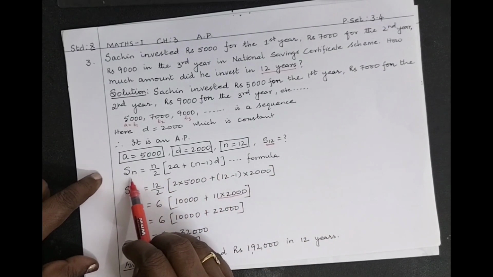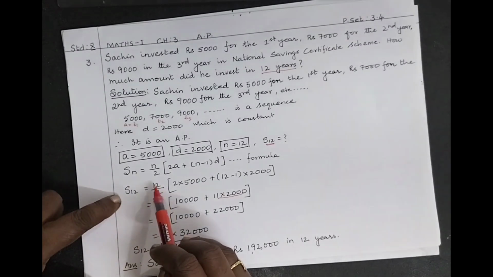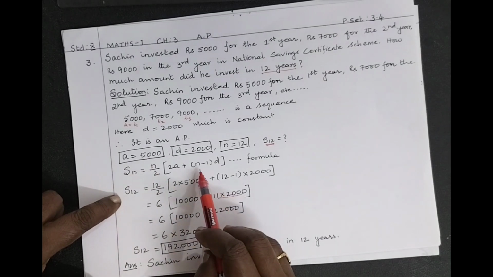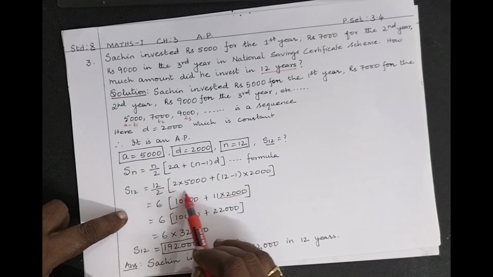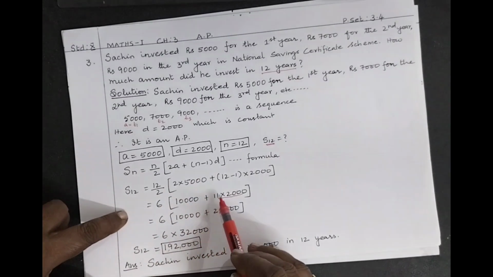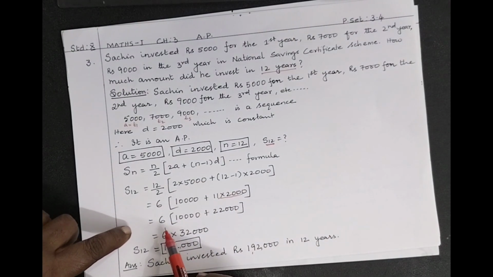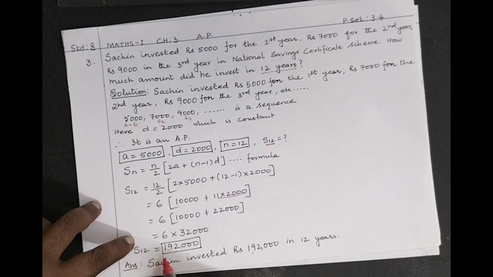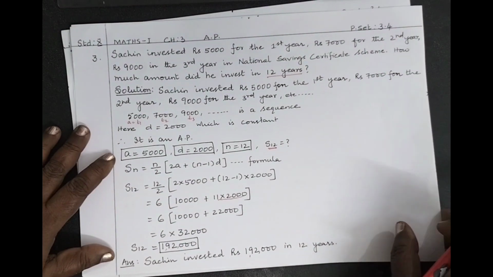Let us write the formula. Sn equal to n upon 2 into 2a plus n minus 1 into d. Therefore S12 equal to 12 upon 2 into 2 multiplied by 5000 plus 12 minus 1 into 2000. So when we divide we get 6, and when we multiply this is 10,000 plus 11 multiplied by 2000, that is 22,000. When we add these two, 32,000. So 6 multiplied by 32,000 is equal to 1,92,000. So Sachin invested rupees 1,92,000 in 12 years.